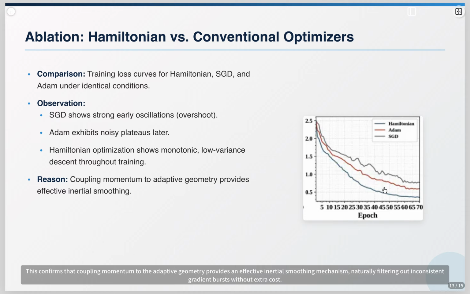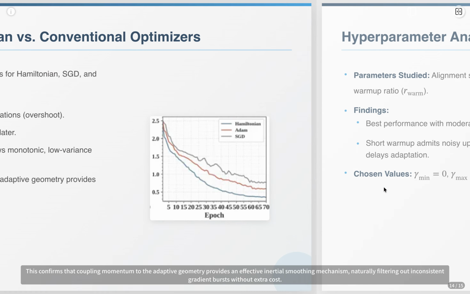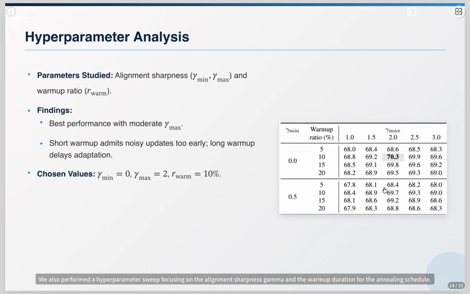This confirms that coupling momentum to the adaptive geometry provides an effective inertial smoothing mechanism, naturally filtering out inconsistent gradient bursts without extra cost. We also performed a hyperparameter sweep focusing on the alignment sharpness gamma and the warm-up duration for the annealing schedule. As shown in Table 5, performance is sensitive to these choices.